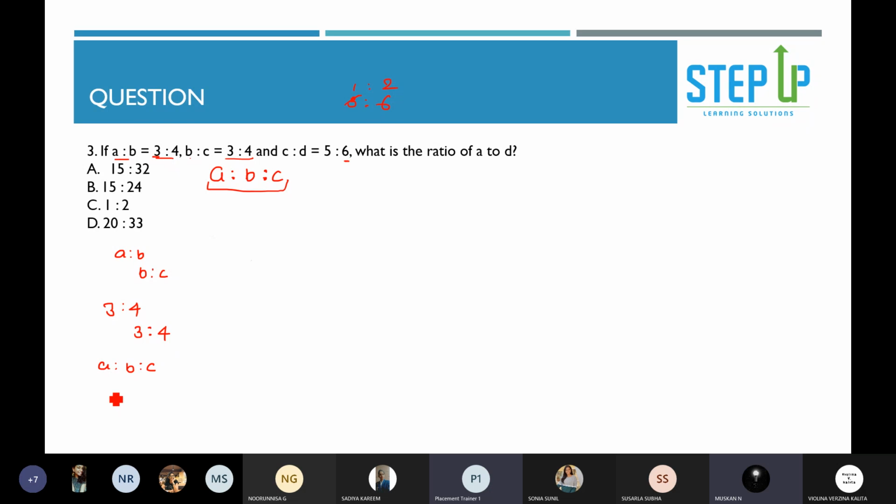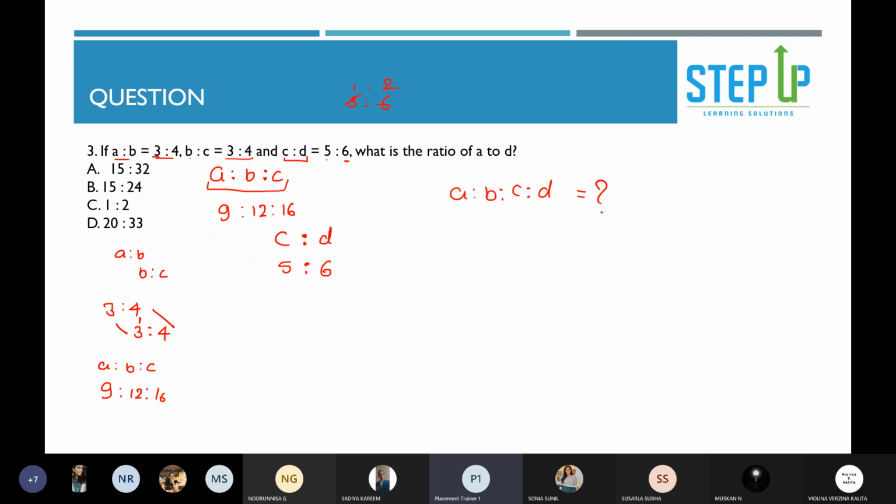9 is to 12 is to 16. So I multiplied these, and this is straight. So you got 9 is to 12 is to 16. But now we need to know C is to D also. So C is to D is what? 5 is to 6. So A is to B is to C is to D will be what?